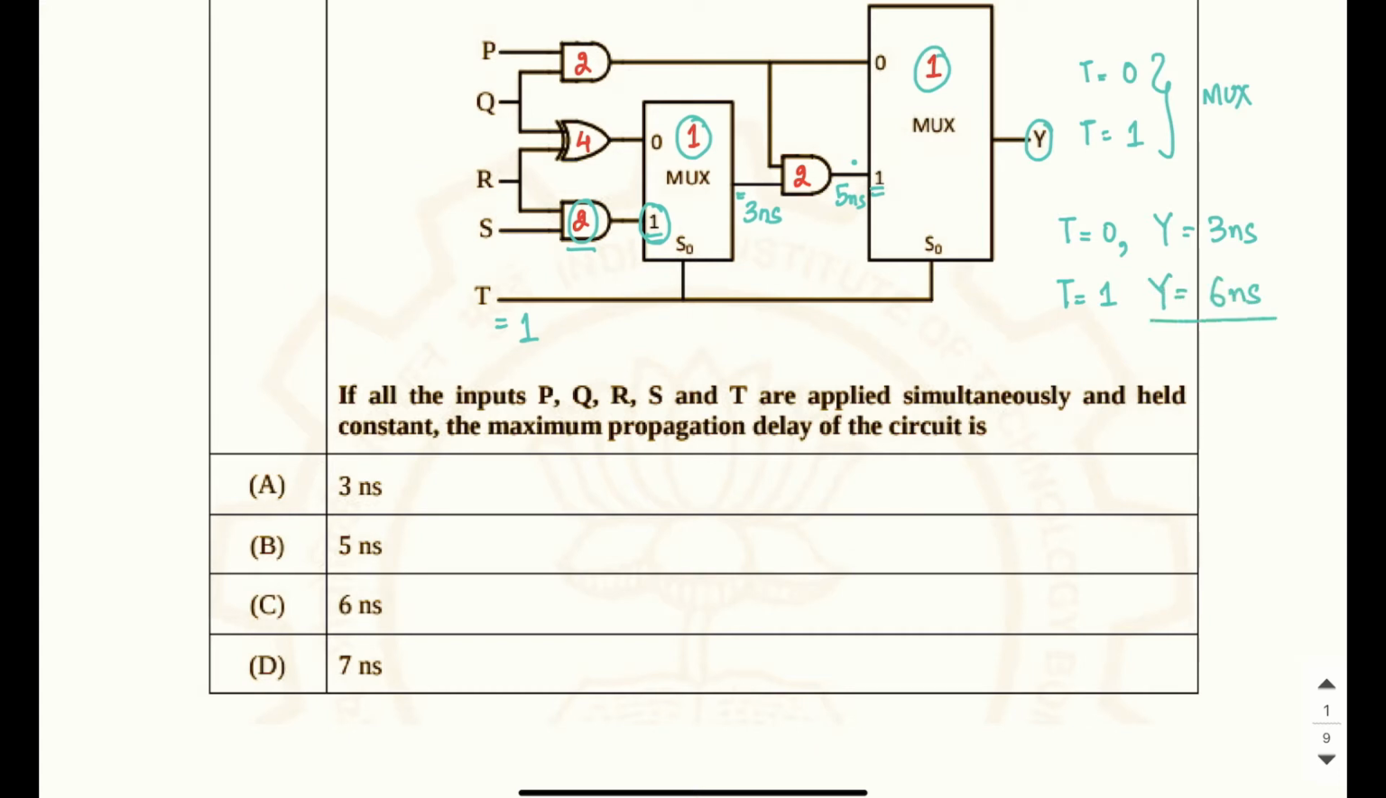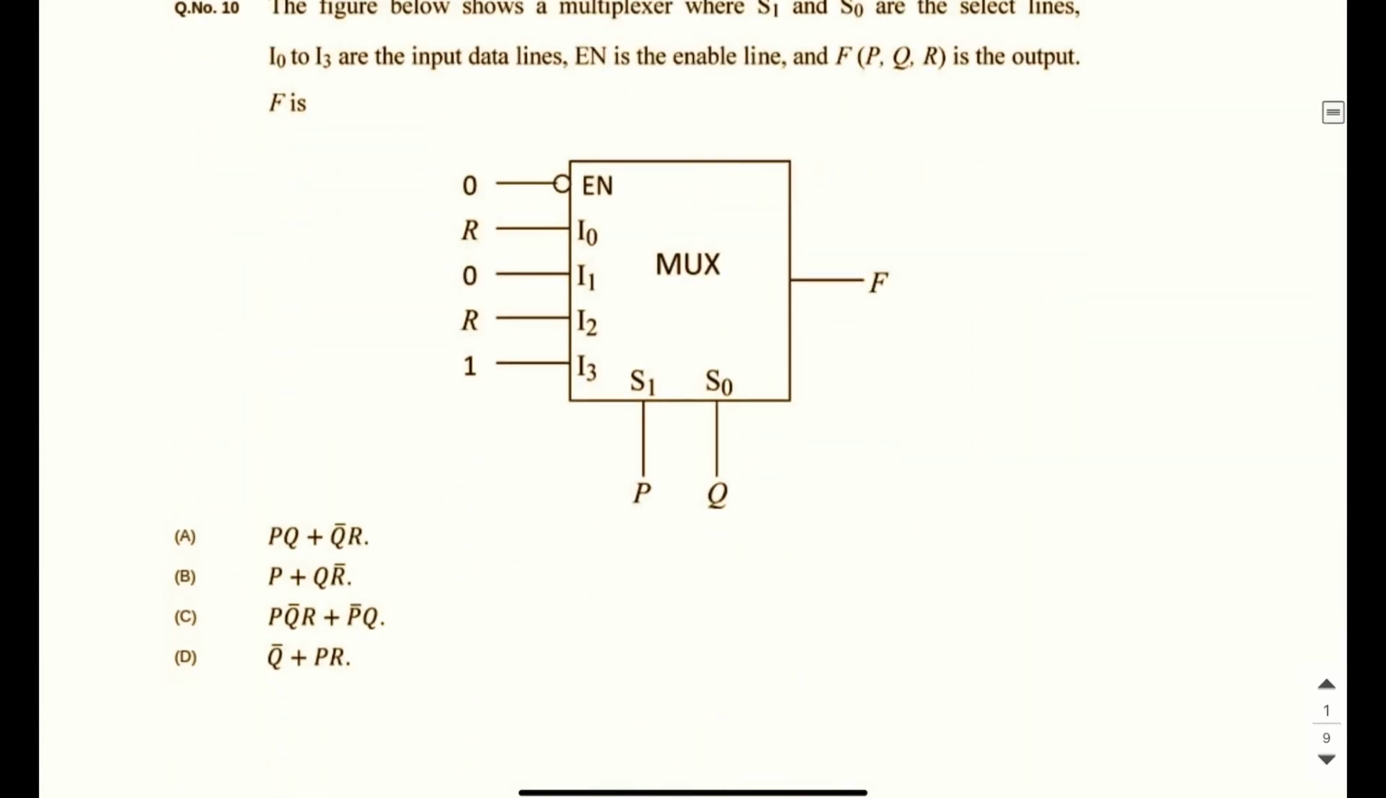The higher amount among these two is 6, and since the question asks for the maximum propagation delay, your answer is C, that is 6 nanoseconds. Let's move to the next question.